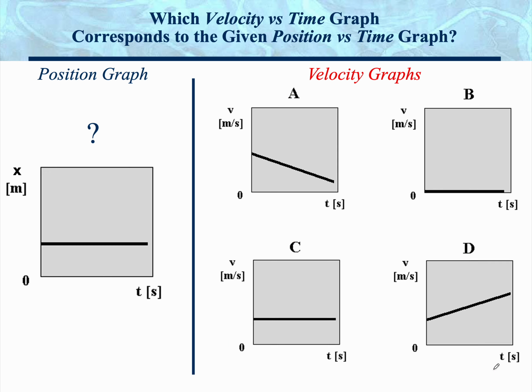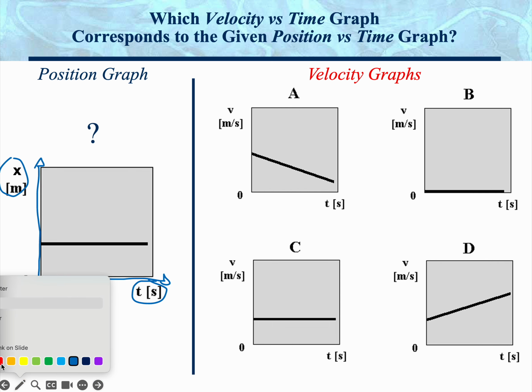All right, moving on. We've been talking about position versus time graphs, and we're going to move into velocity versus time graphs. So take a quick look at this. Be careful. This is position versus time. Look at your labels here on the axes. And over here we have velocity versus time graphs.